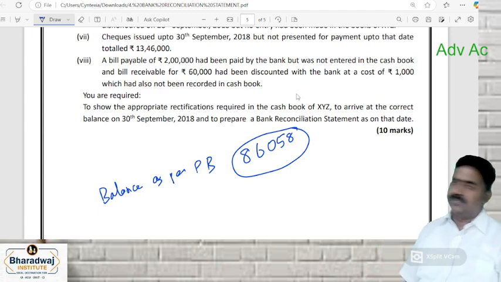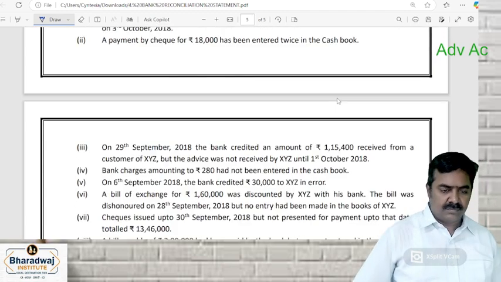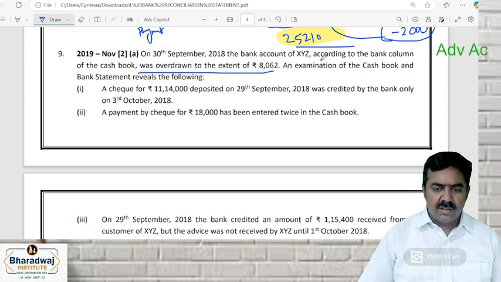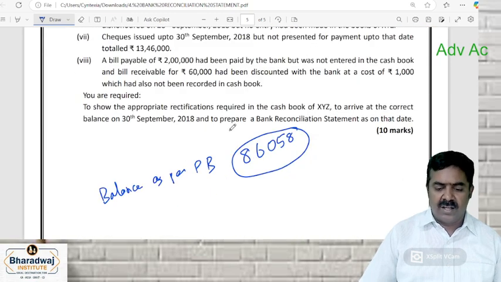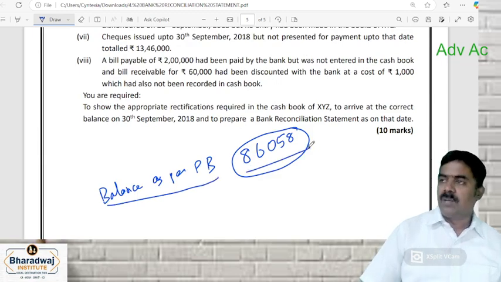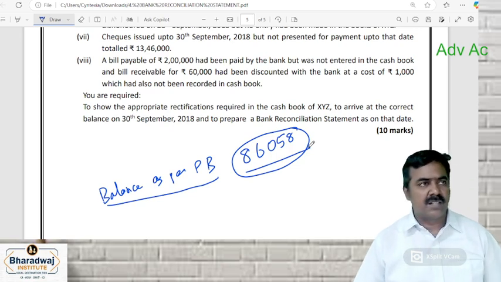Try this at home. Start with an OD balance as per cash book. Your end answer will be negative over. So it will become which one? Normal balance as per passbook.